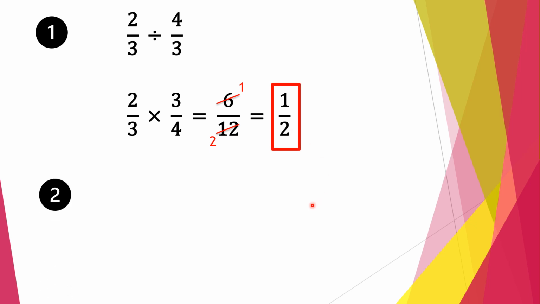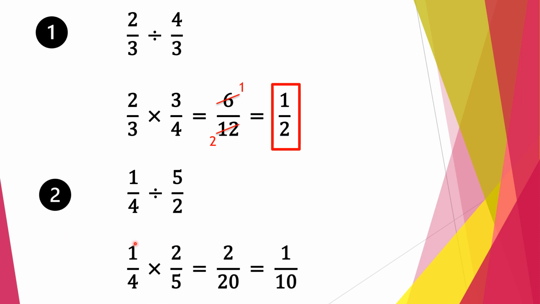Moving on to question 2, we have 1/4 divided by 5/2. Again, we keep the first fraction as it is. We change the sign from division to multiplication. We take the reciprocal of the second fraction. It's 5/2. We write as 2/5. And now we go multiplication.